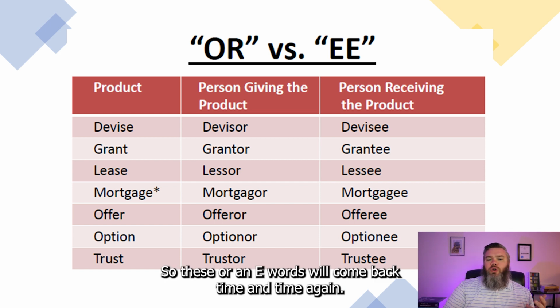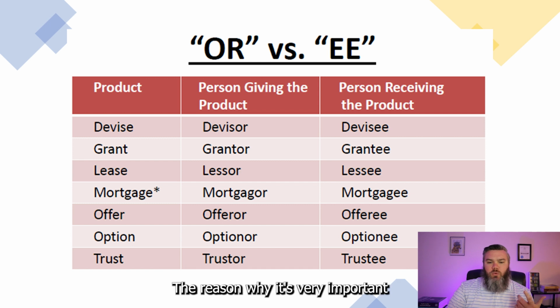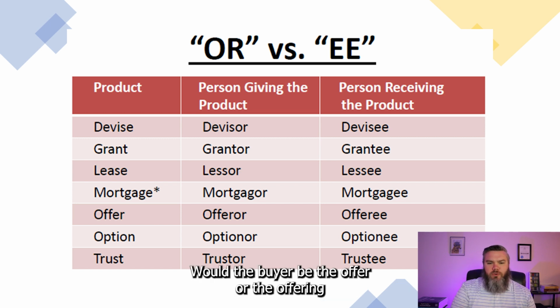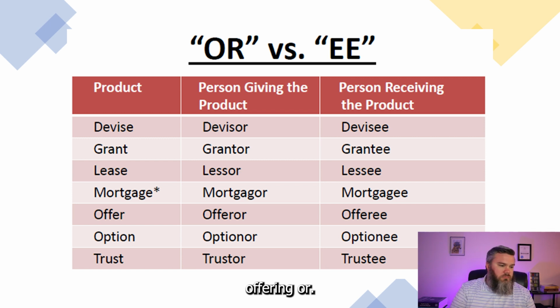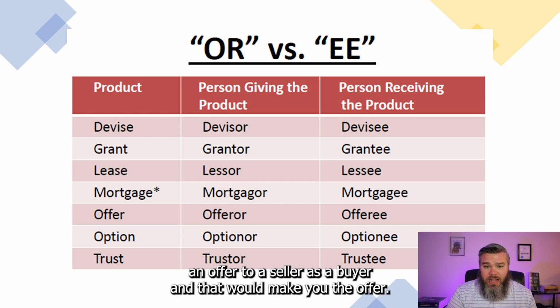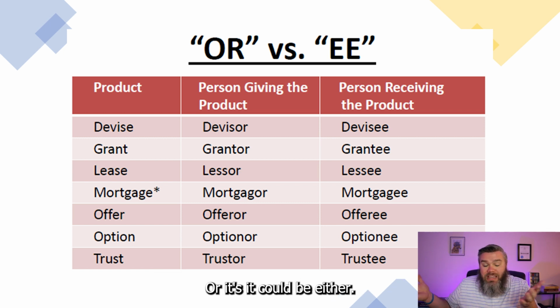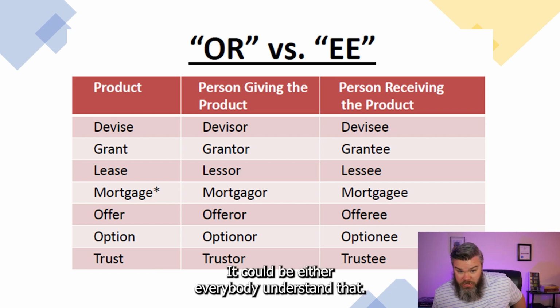So these or and e words will come back time and time again. The reason why it's very important to think of these or and e words, let me give you an example. Folks, would the buyer be the offeror or the offeree? Offeree. It's a trick question. You could send an offer to a seller as a buyer, and that would make you the offeror. You could send an offer to a buyer as the seller, that would make you the offeror. It could be either.